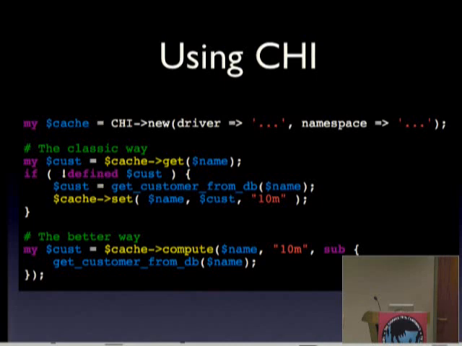And then you need a namespace of some kind. If you don't put in a namespace, it'll default to main. But I'll talk about in the next slide, a namespace is a way of sort of dividing up your caches in your program so that they don't interfere with each other.